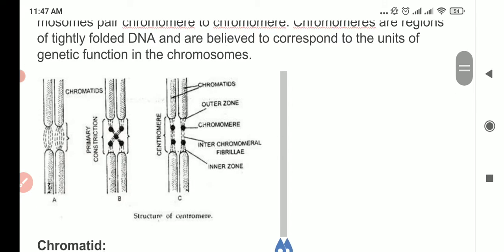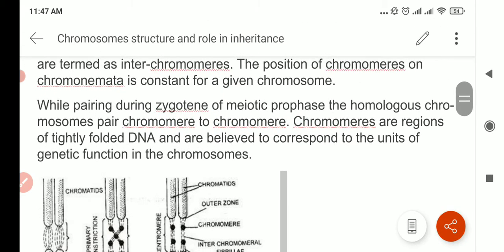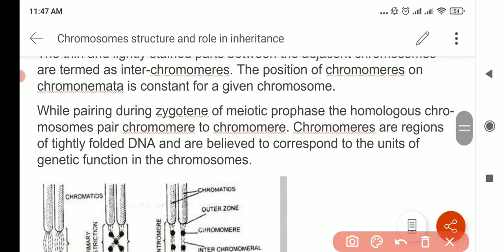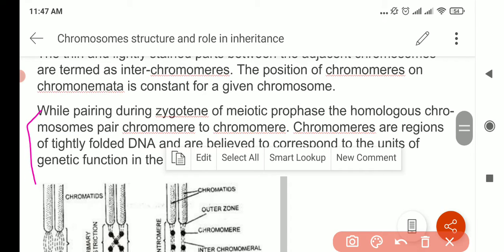Let's read what they have written here. While pairing during zygotene of meiotic prophase, the homologous chromosomes pair chromomere to chromomere. So that's why it is a constriction, because of the less tightly coiled DNA. Chromomeres are regions of tightly folded DNA and are believed to correspond to the units of genetic function.